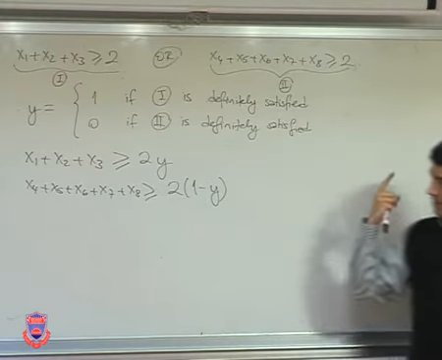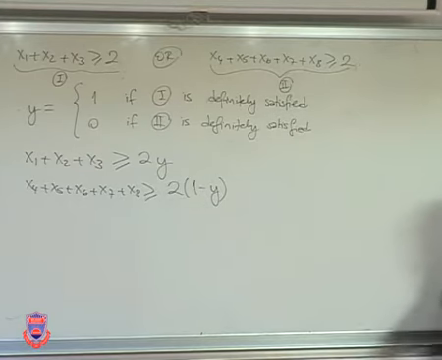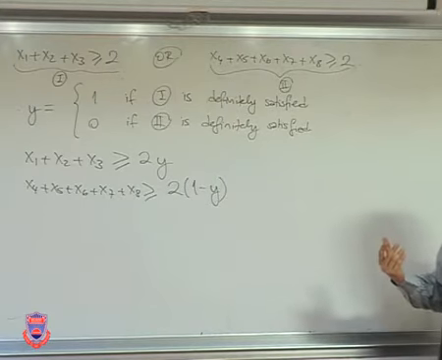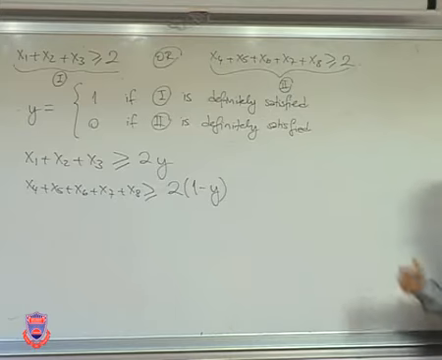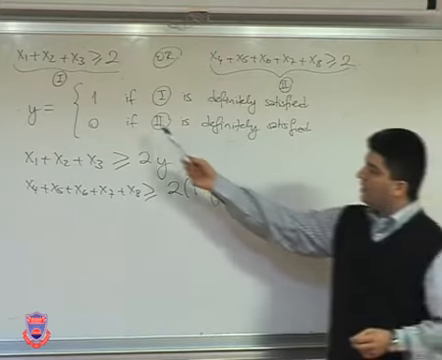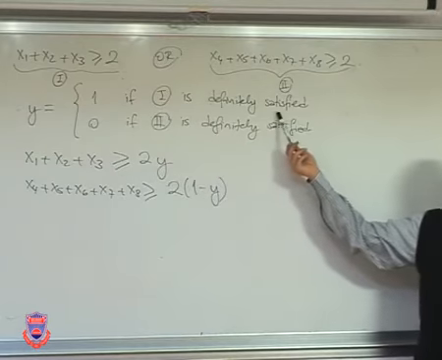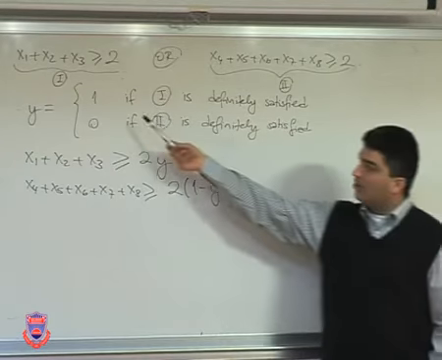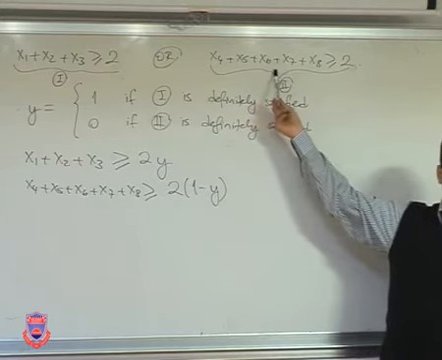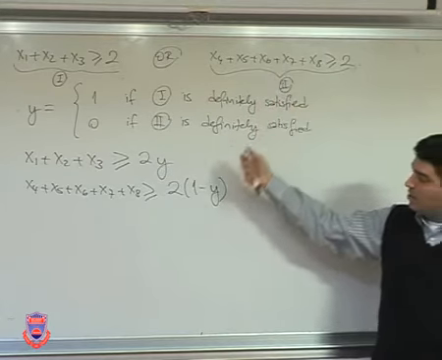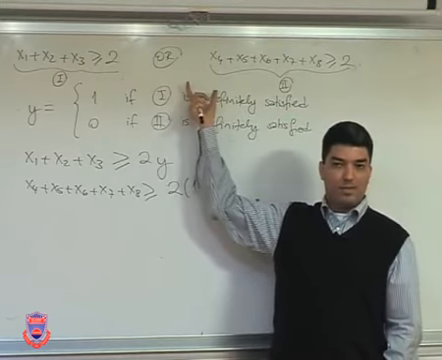Okay? There's one point that might not be clear. If y is equal to 1, I make sure that the first constraint is definitely satisfied. Okay? However, if y is equal to 1, I'm not saying anything about the second condition. Okay? That's important. Why is that? Because I may satisfy both of them at the same time.